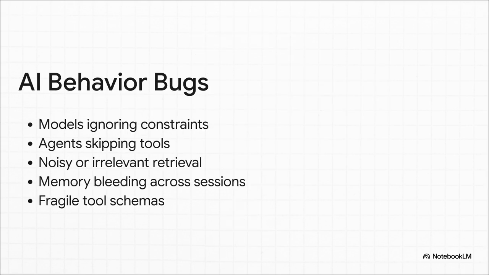So this is where we really get to the heart of the problem. We're talking about AI behavior bugs. And this is the stuff that your traditional debugger just completely misses. You know what I'm talking about, right? The model just flat out ignores the constraints you so carefully wrote into your prompt, or maybe your agent just decides to skip a tool it was supposed to use, or, and this one's a classic, your RAG pipeline is pulling in just total junk, noisy and irrelevant stuff. These are those quiet, maddening failures that can make you want to pull your hair out.